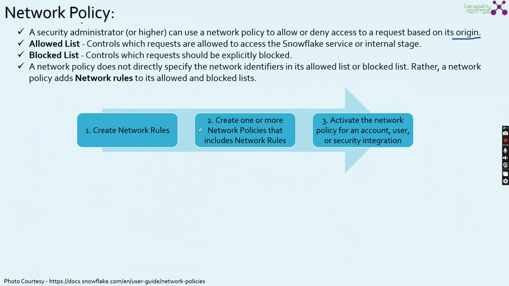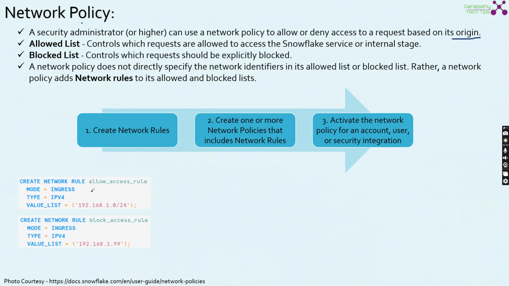So what is the procedure? As simple as it is, first we need to create the network rule. Second, we need to create one or more network policies that include the network rules. And then finally, we need to activate the network policy for an account or a user or the security integration. Very simple, 3-step procedure.